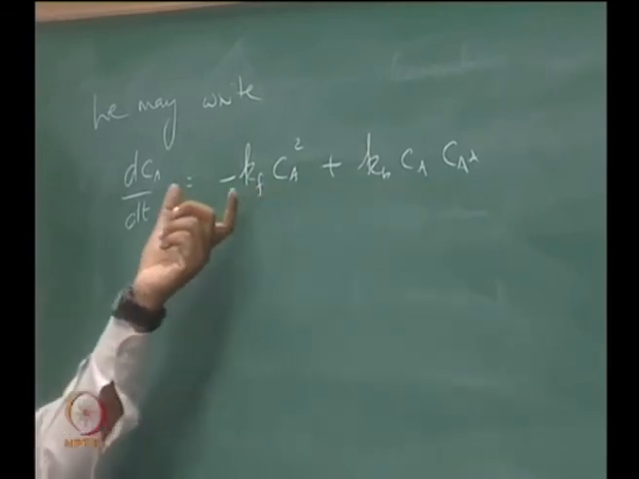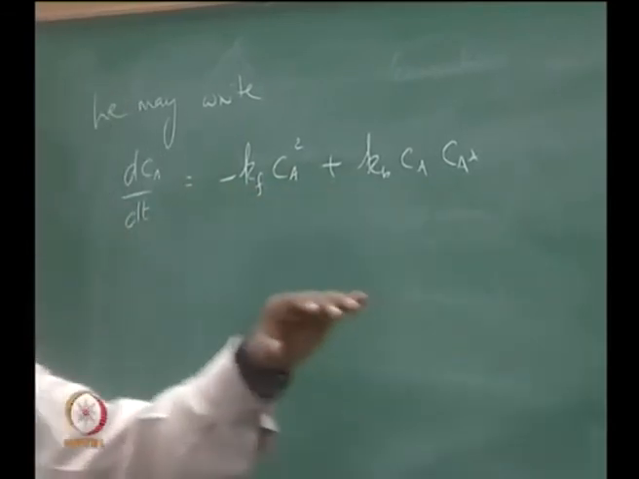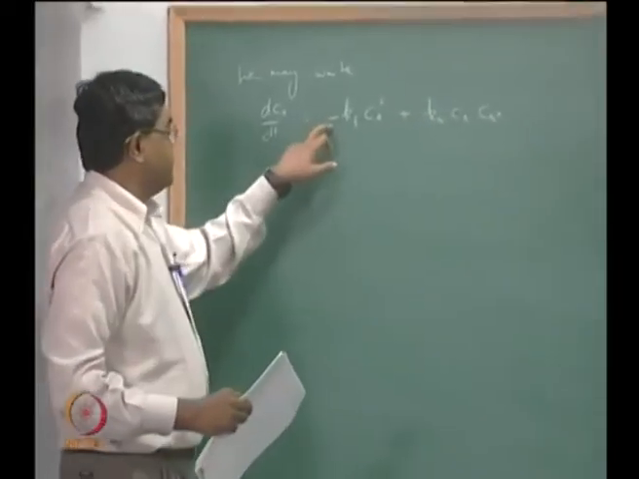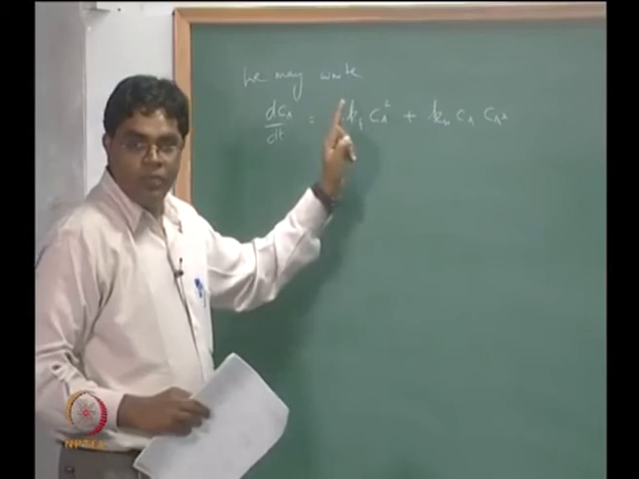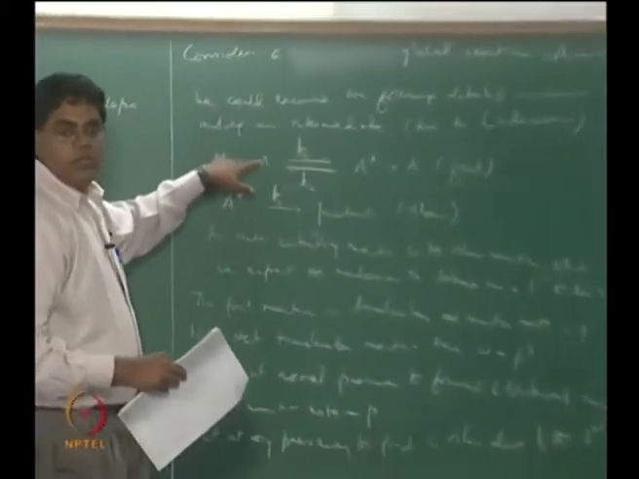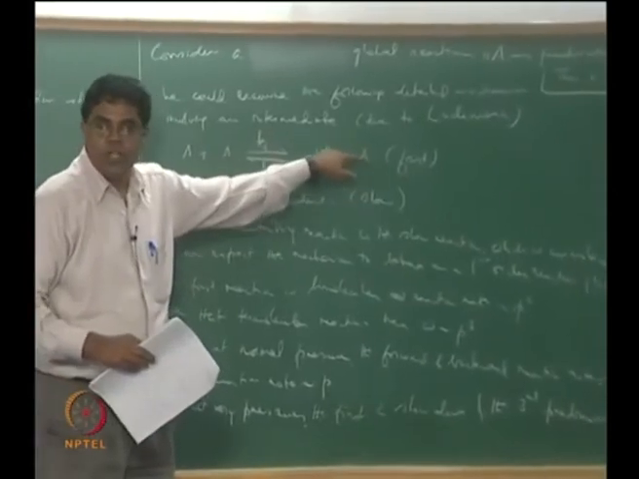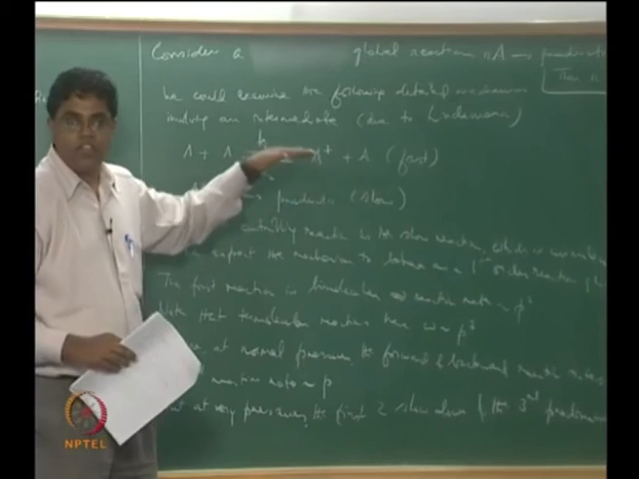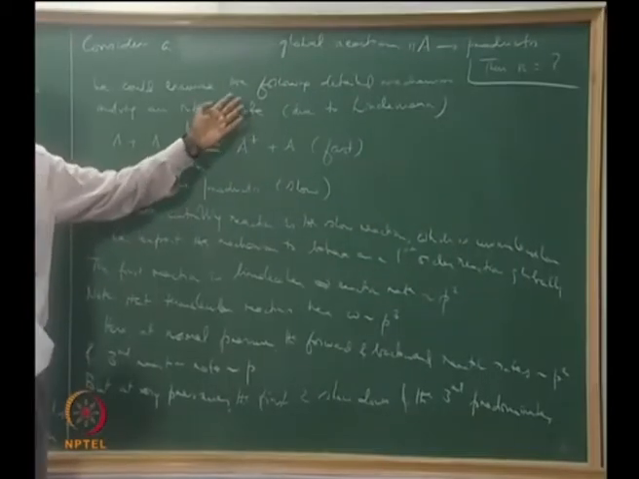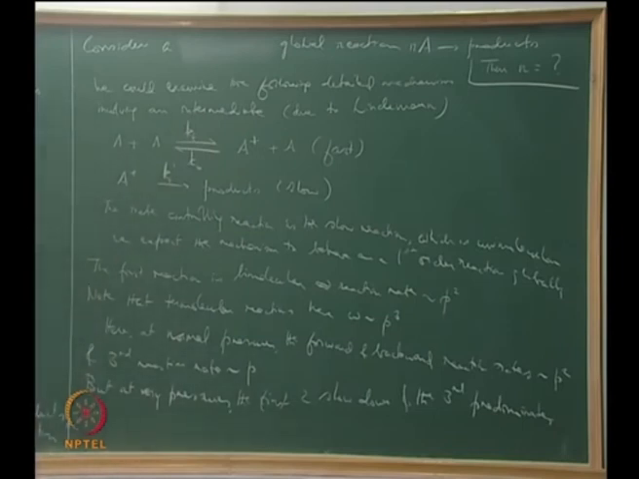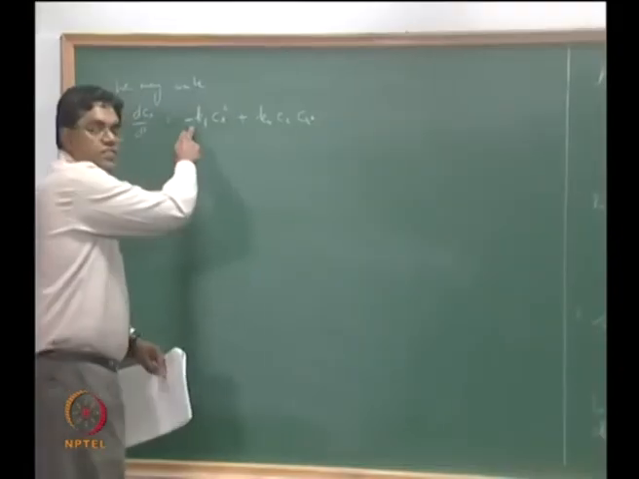A is being depleted because of the first reaction, but it's being produced by the second reaction. This negative sign with the coefficient 1 takes care of the fact that we have two molecules of A consumed versus one molecule of A being produced even in the first reaction. So it is taking into account the partial production of A there. All right, and still there is a net depletion. That's the reason why you have a negative sign.